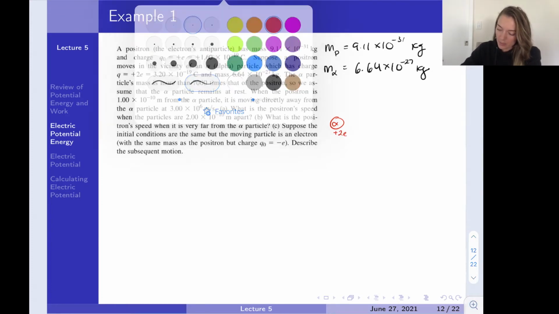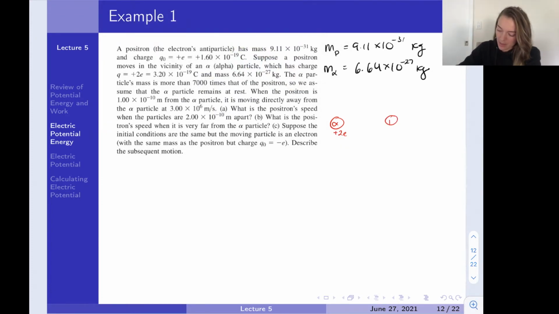And then our positron is over here, and it is moving directly away from the alpha particle. Okay. We want to know, what is the positron speed when the particles are 2 times 10 to the negative 10 meters apart? So let's do this first. We're going to have to use the work energy theorem here. So the way we're going to do this is let's use conservation of energy since we don't want to do an integral yet.